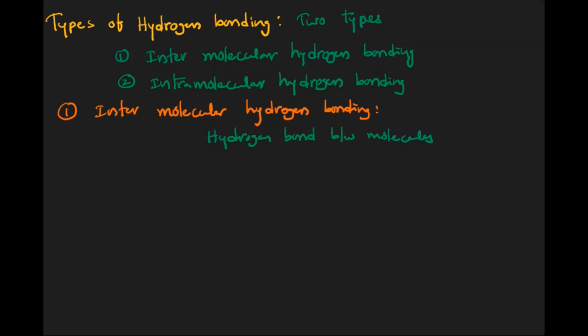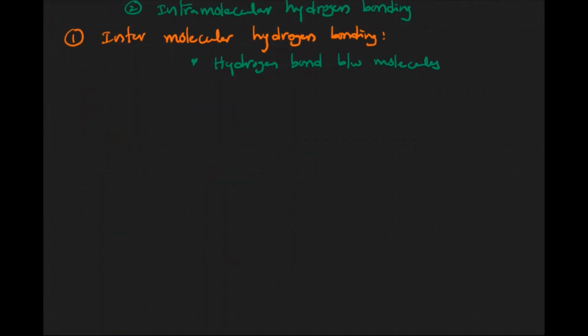The name itself suggests it is hydrogen bonding present between two molecules, or between the molecules. I'll just write it as hydrogen bond between the molecules. Let us see some examples. What is meant by intermolecular hydrogen bonding, how it is present between the molecules, and what are its applications. The best example is water.